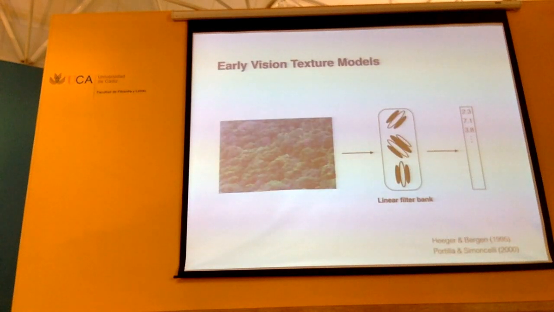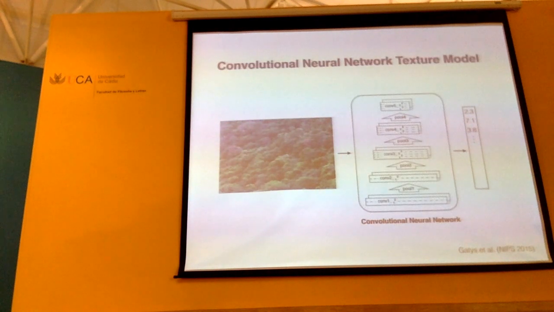Okay, so that's the general idea. At the end of the 1990s, Heeger and Bergen, and Portilla and Simoncelli built texture models based on early vision models with steerable pyramid filters. The only new thing we are doing here is that we replace the steerable pyramid by the convolutional network, and use those features to do texture synthesis.